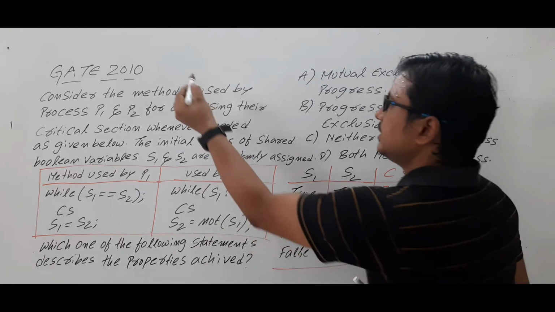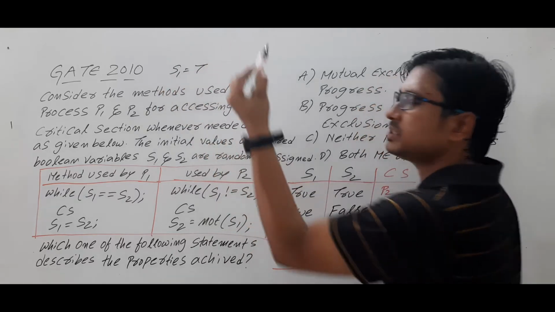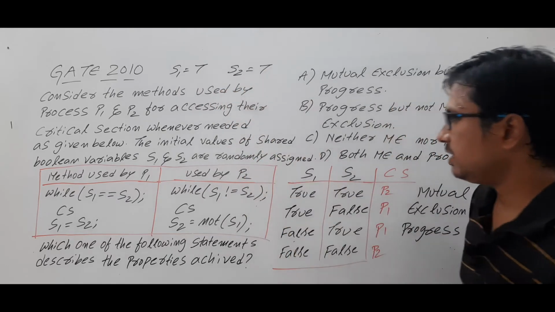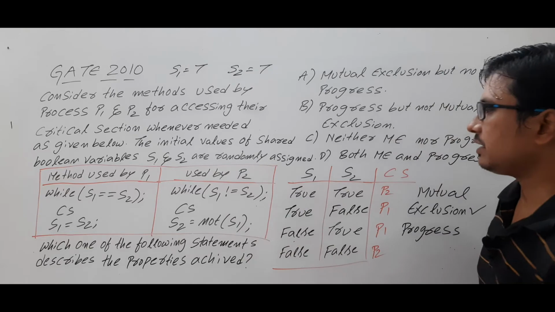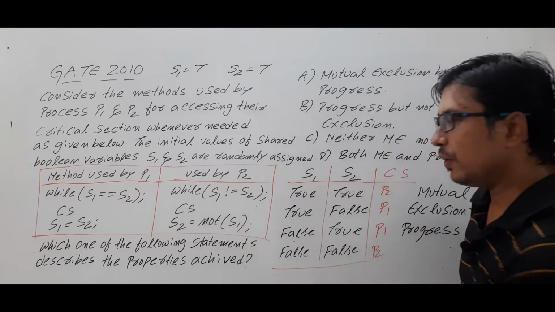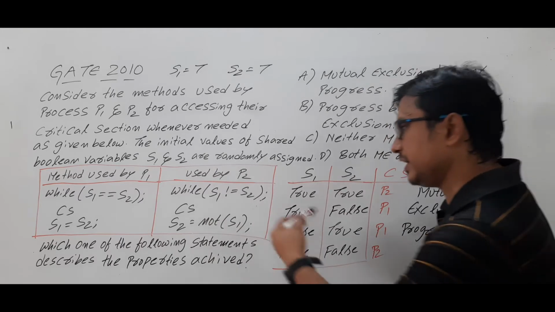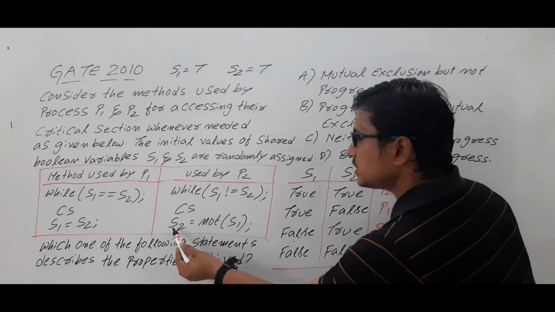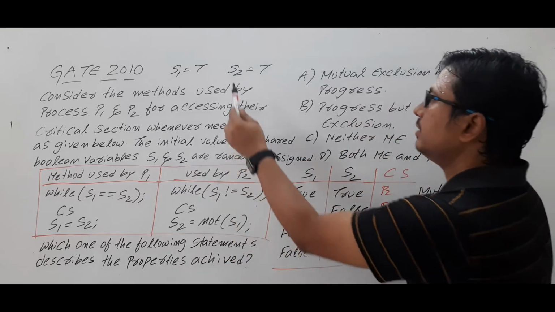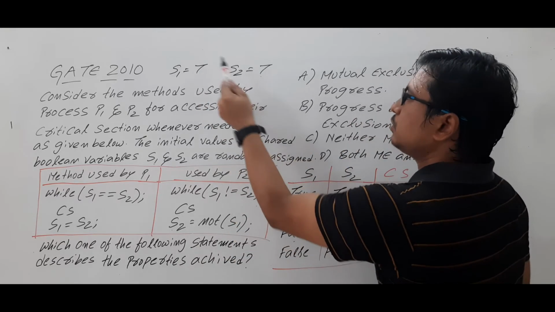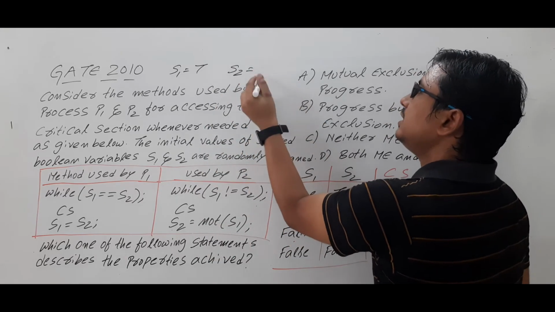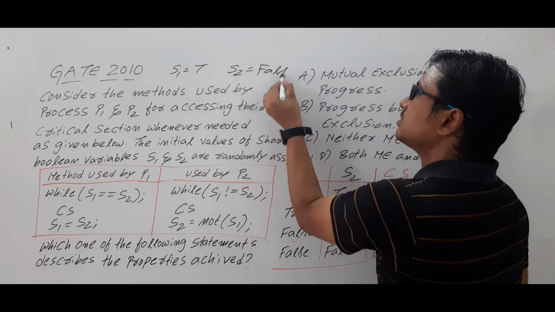Yes, let's take it. S1 is true. For simplicity, I am writing it as T. S2 is also true. Then who will enter into the critical section? Process P2 will enter into the critical section. Once it entered and left the critical section, what it is doing? S2 is equal to not of S1. Not of true is what? False. So S2 is becoming false.